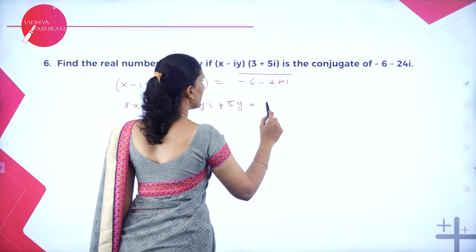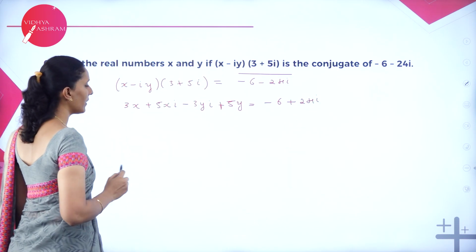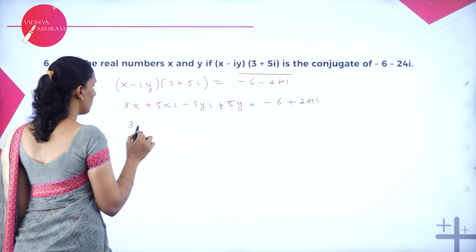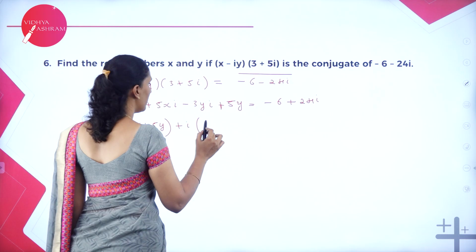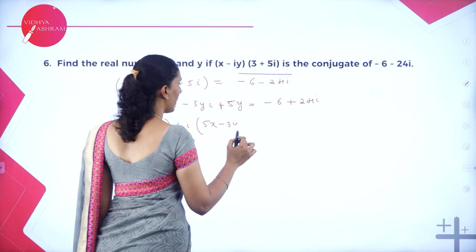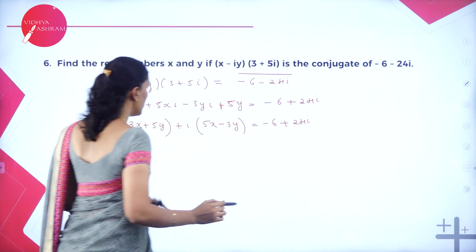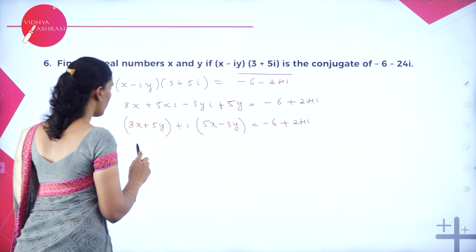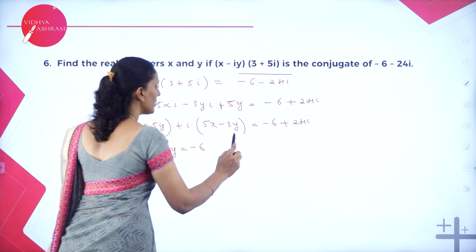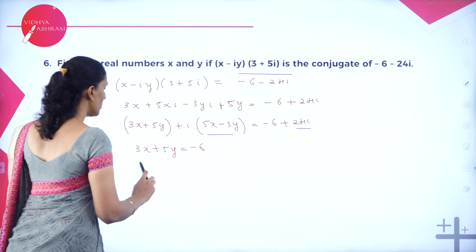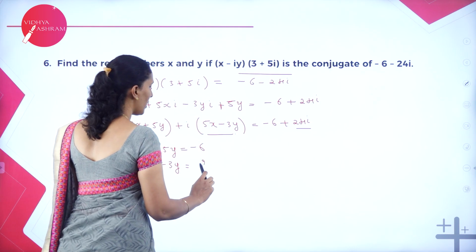So the conjugate of this complex number is minus 6 plus 24i. Now separate the real and imaginary parts. So we have (3x plus 5y) plus i times (5x minus 3y) is equal to minus 6 plus 24i. So compare real to real. We get 3x plus 5y is equal to minus 6, and imaginary part to imaginary part, we get 5x minus 3y is equal to 24.